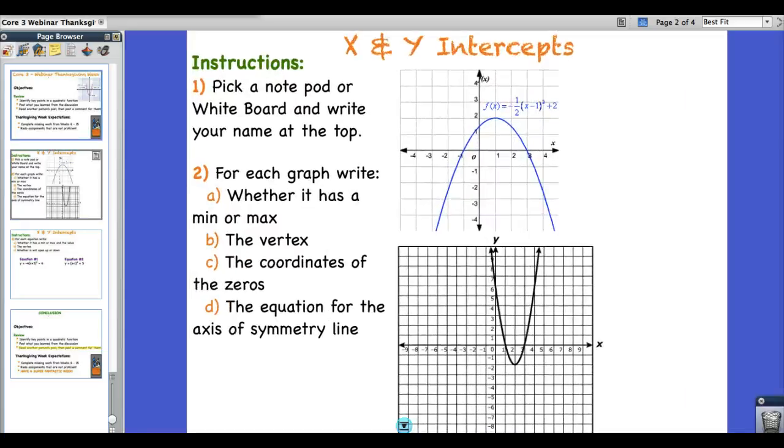Okay. So here's what I want you guys to do. Pick a notepad, any pod you want, and write your name at the top. It's just like a piece of paper, write your name. Very nice, you guys, very nice.